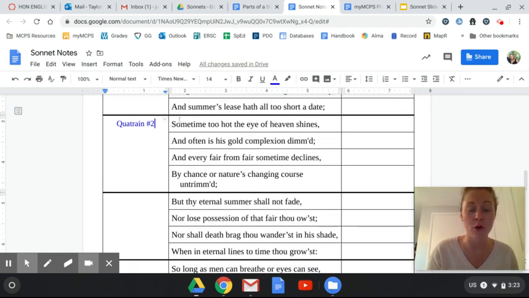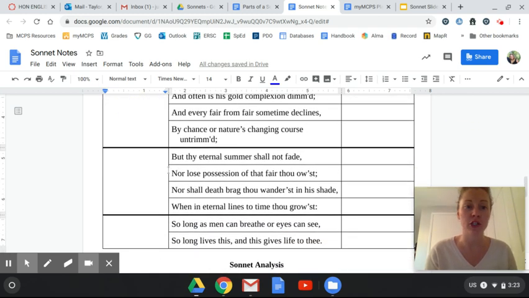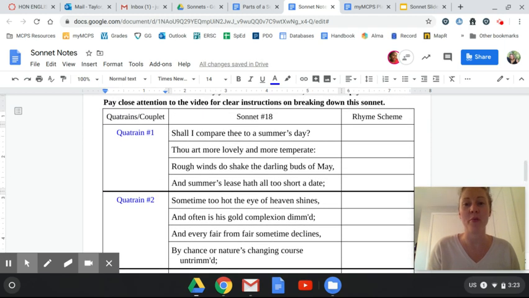So 4 lines for quatrain 1, 4 lines for quatrain 2. Quatrain 3 is also made up of 4 lines. And then the last 2 lines are not a quatrain because they are only 2 lines. So we call that the couplet. Good job. So here we're going to write the word couplet because it's the last 2 lines at the end of the poem. Now, over here on the right, we're going to mark the rhyme scheme. In order to figure out the rhyme scheme, we need to listen to this poem. So I'm going to read it to you, and then as we go through each line, we're going to mark the rhyme on the right.